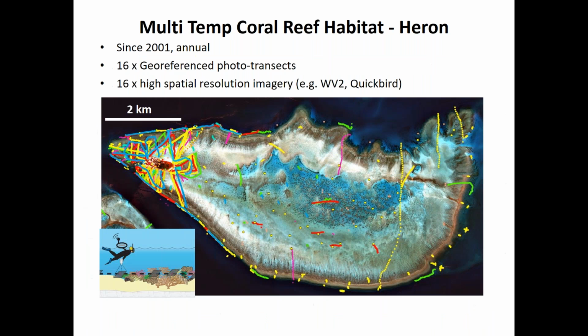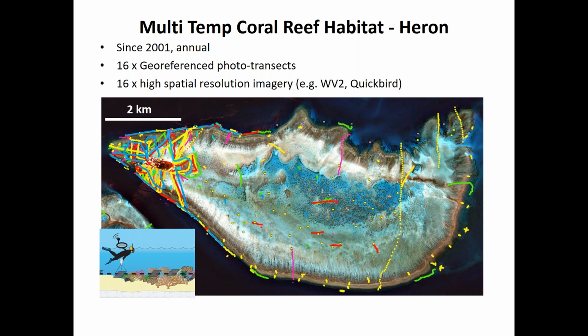Now, for Heron, we're fortunate. Heron Reef, again, is about 300-400 kilometers north. We have a similar data set. However, it's another environment. It's a coral reef environment with usually clearer water. Since 2001, on an annual basis, we've been collecting photo transects, around 4,000 photos per year, and high spatial resolution imagery.